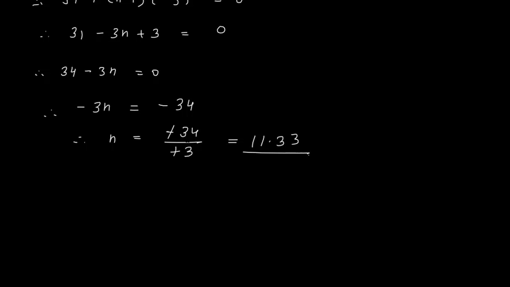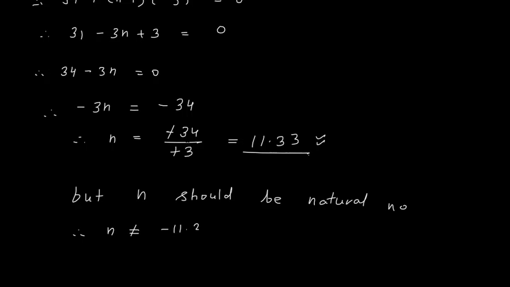So I will say that n should be a natural number. Here it is a real number, but n should be a natural number. So therefore the value of n cannot be minus 11.33. So therefore there is no such term.